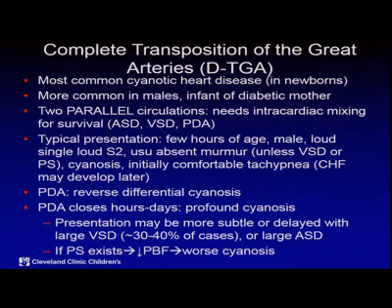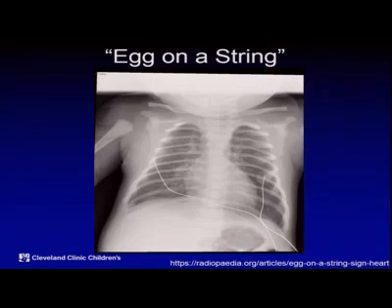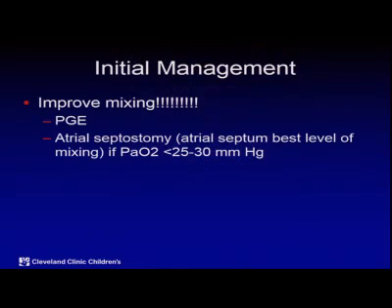The presentation could be more subtle in those that have a way of communication at either the atrial or ventricular level. So if they have a large VSD or a large ASD, they may not be as cyanotic. And finally, if they have, on top of that, pulmonary stenosis, you have decreased pulmonary blood flow, and they have the worst forms of cyanosis. Egg on a string appearance is generally due to the narrow mediastinum generated by transposition.